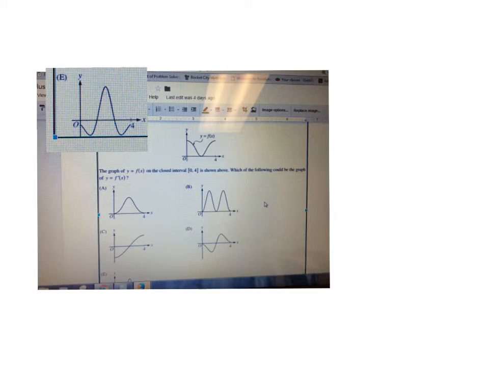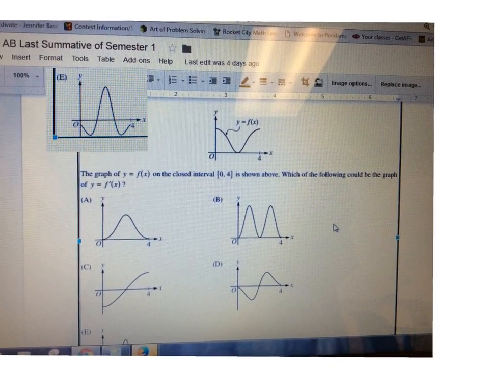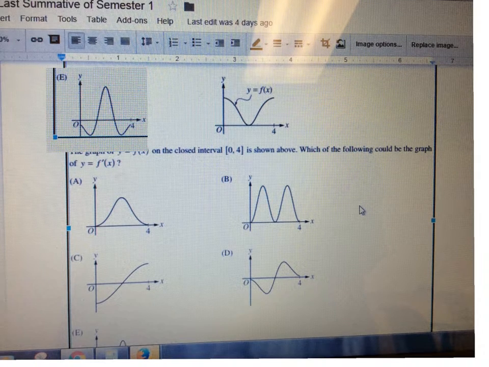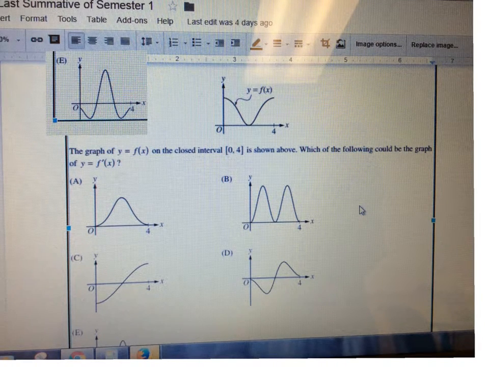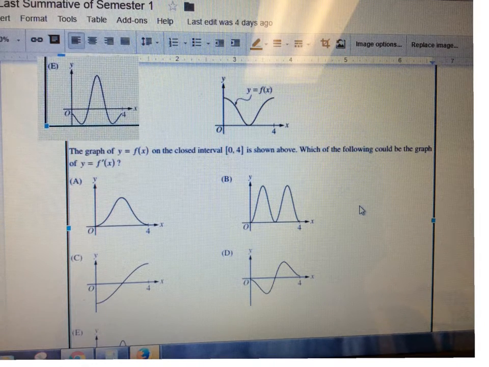All right, the next one is number 27. And I just cut and pasted it here. There's no reason why E is bigger. It's just because it didn't fit on the screen. So it says, here's the graph of the function shown above. Which of the following could be the graph of the derivative? And E's whatever on the bottom.